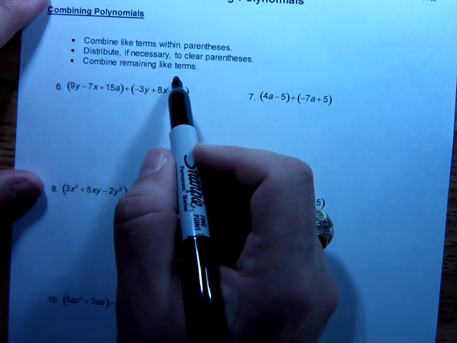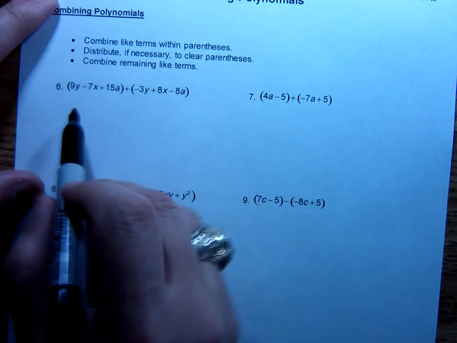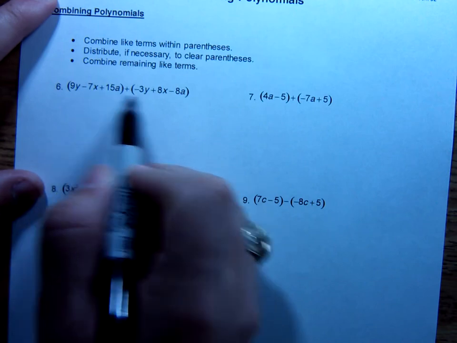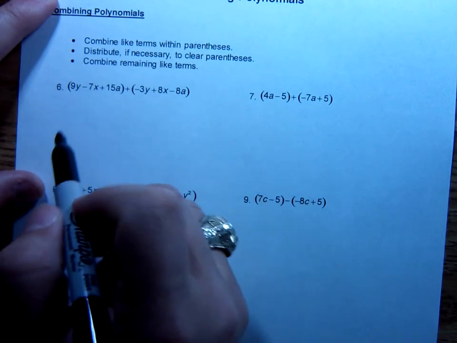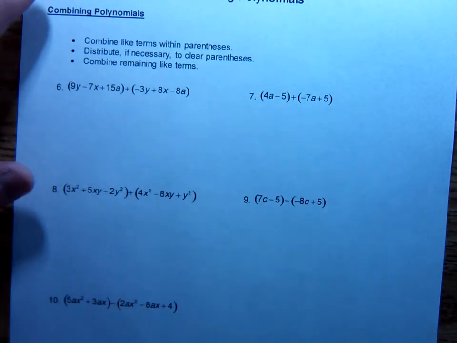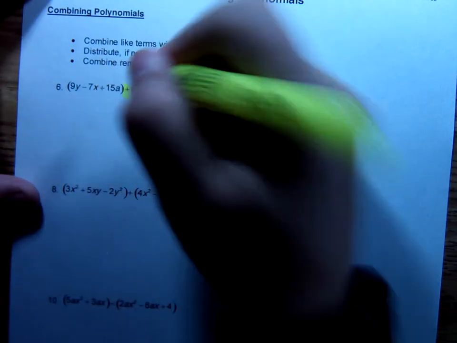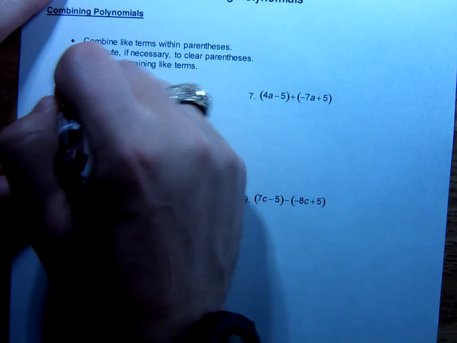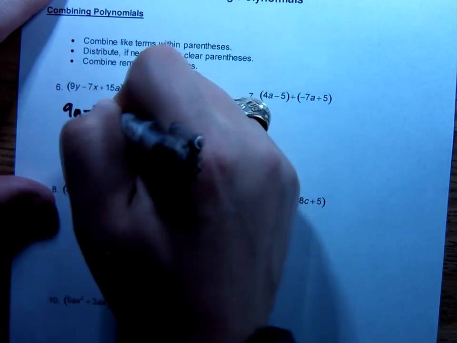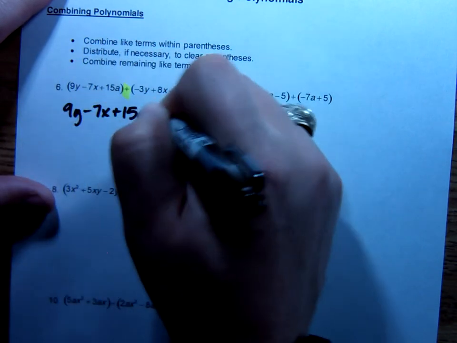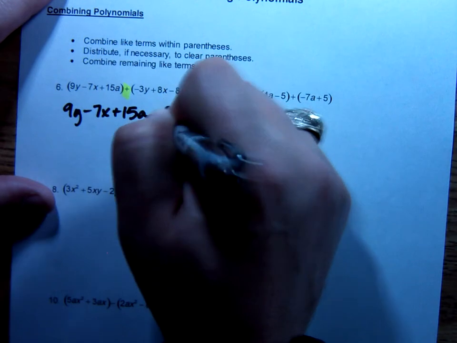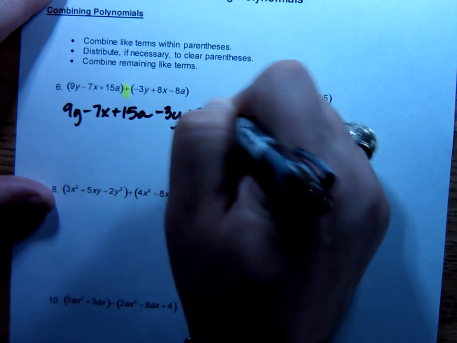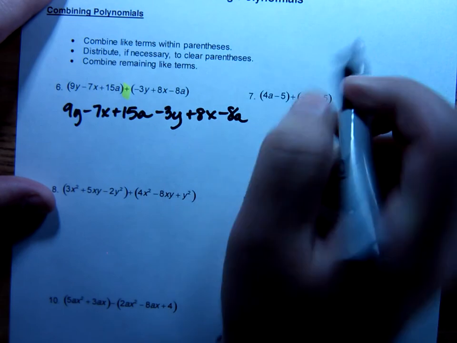Okay, so here, are there any terms in here I can combine? No. Now, if you have a plus sign in the middle, all you have to do is drop the parentheses and combine like terms. So I have 9y minus 7x plus 15a minus 3y plus 8x minus 8a. Now I combine like terms.